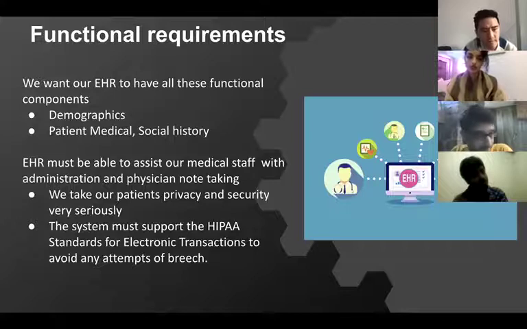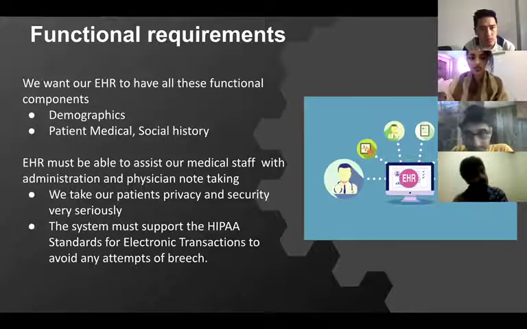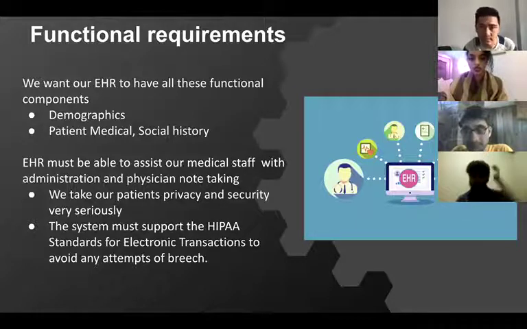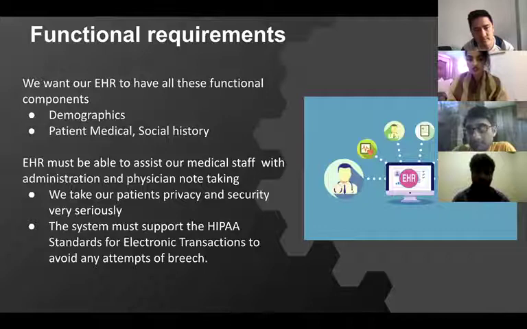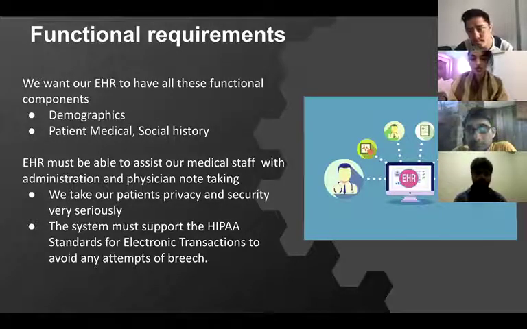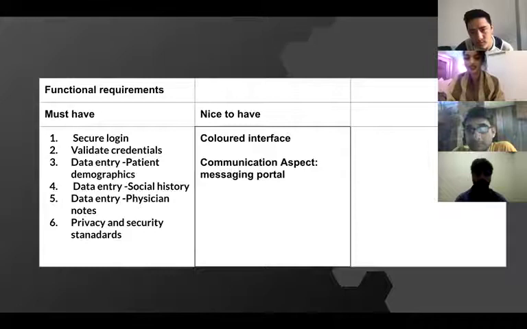So I'm going to be talking about the functional requirements. We want an EHR to have all these functional components, such as demographic, patient, medical, and social history. The EHR must be able to assist our medical staff with administration and physician note-taking. We take our patient privacy and security very seriously. The system must support the HIPAA standards for electronic transactions to avoid any attempt of breach.